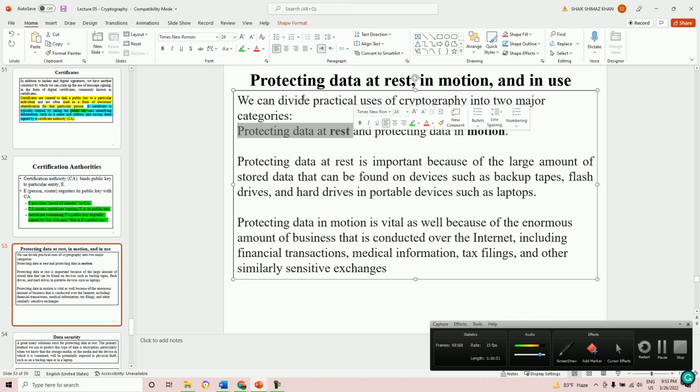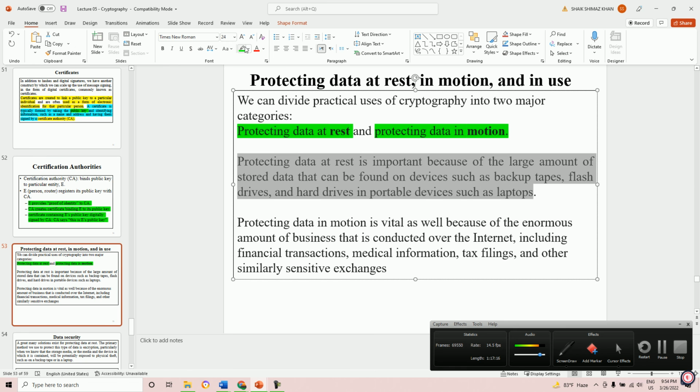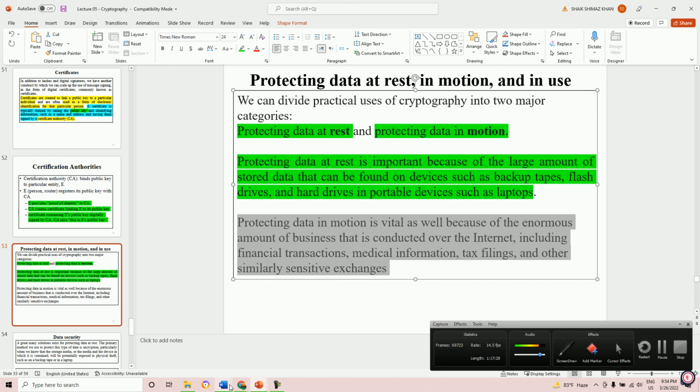So data at rest means the data when you have it in your system, in your mobile phone, in your laptop. Motion means when the data is transmitted across the network. Protecting the data at rest is important because a large amount of stored data can be found on devices such as backups, tapes, flash. Okay, so you have a lot of data in devices such as flash memory, hard disk. Also you are sending a lot of very important data across the network, that also should be protected.